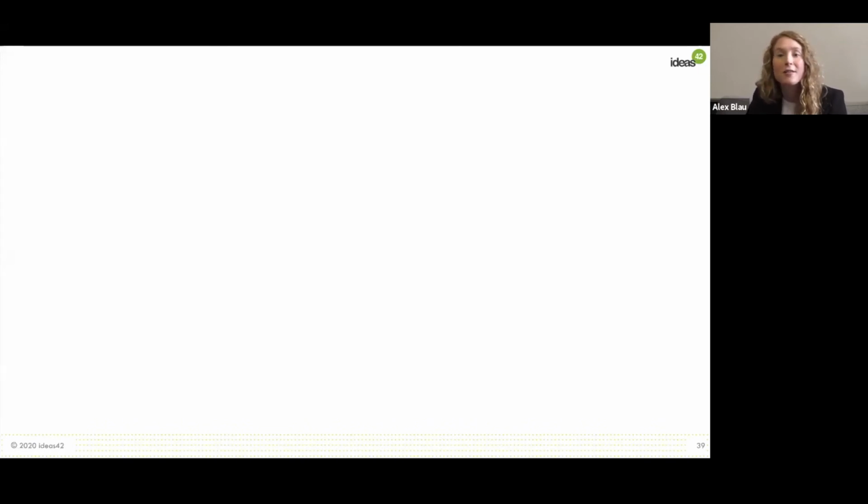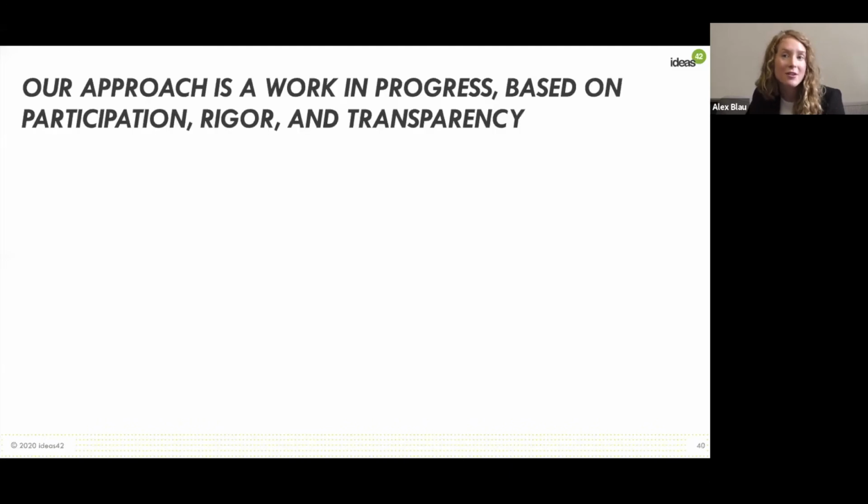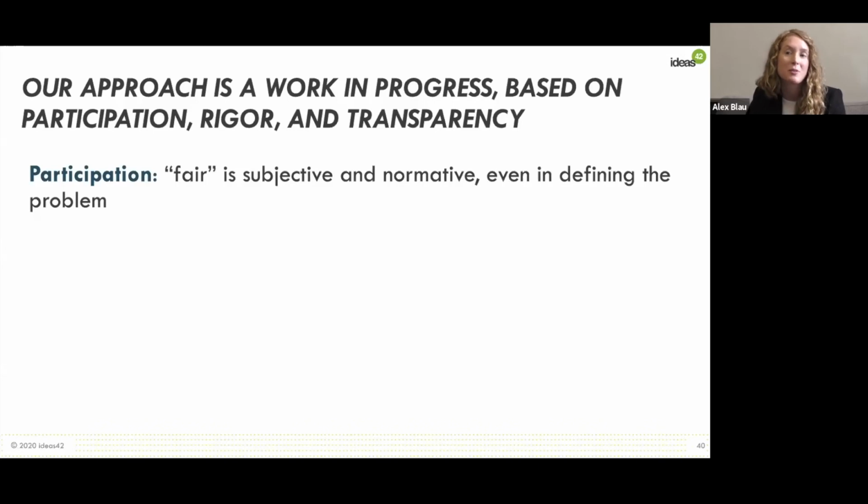And so our framework here, for that reason, is based on 3 core values. The first is participation. Participation because we know that fair is subjective, and even defining the problems that we should be addressing is not just an issue for algorithm designers, but also for communities. And so we want to engage with key stakeholders and key community groups to understand what does it mean to be fair, who are the groups that we consider to be vulnerable, and even what are the problems that we think we should be addressing with this type of technology.